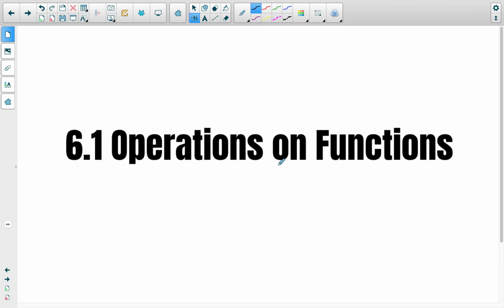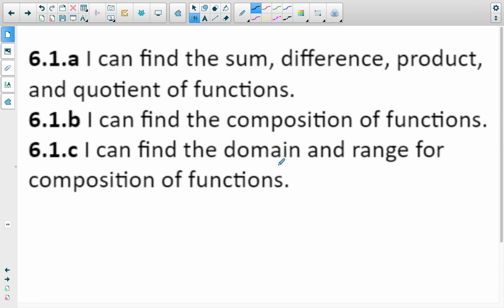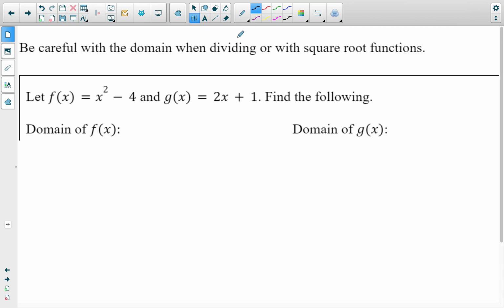All right, so what's really cool about functions is that we can perform operations on them. We can add them, subtract them, multiply, divide, and we're going to introduce something new called composition of functions that might take a second to wrap your minds around, but I'm hoping that we'll be able to work with it. So we want to be able to do all of these things: sum, difference, product, and quotient. That's going to be pretty straightforward for us. Composition and domain and range for those compositions are going to be a little bit new. So we want to be careful with the domain when we're dividing or when we're working with square root functions.